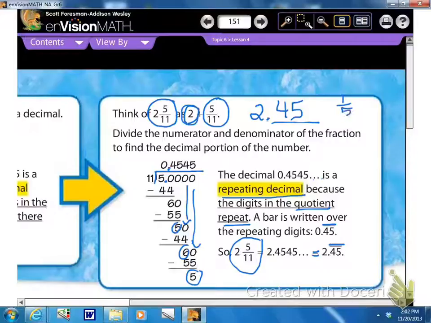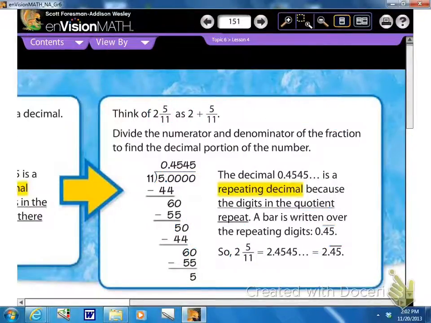1/5. And if I had 2 and 1/5 and I wanted to write the decimal portion, it would be 2 and something, but I could change that 1/5 to an equivalent fraction in tenths, and I would know how to write that. So 5 times 2 is 10, so 1 times 2 would be 2. So I could write 2/10.